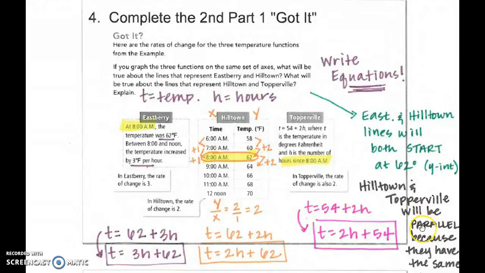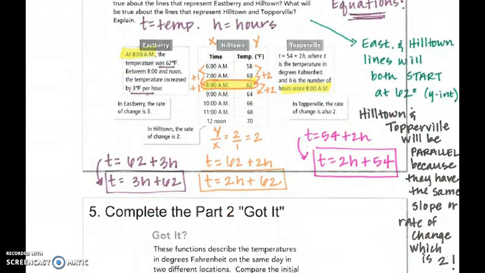Now, Hilltown and Topperville, hopefully you picked up on the changes we are going through. Both of them have a rate of change of 2 degrees per hour. So kind of like how we talked about in class on Wednesday, Hilltown and Topperville will be parallel lines because they have the same slope or rate of change, which is 2 degrees per hour.